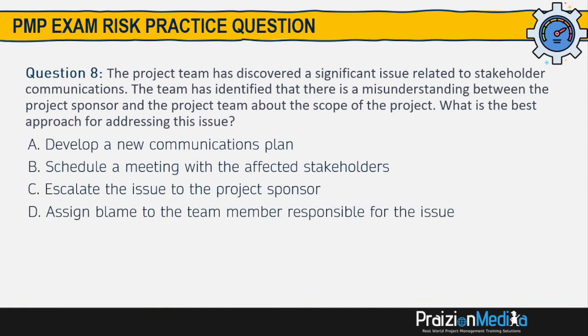The project team has discovered a significant issue related to stakeholder communications. The team has identified that there is a misunderstanding between the project sponsor and the project team about the scope of the project. What is the best approach for addressing this issue?